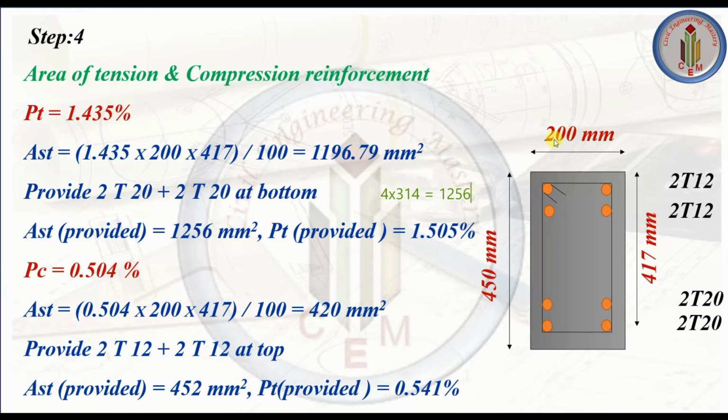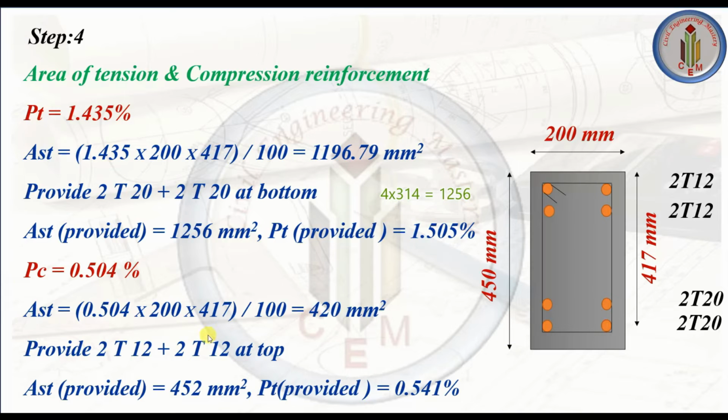Here, since the width of the beam is minimal, only 200 mm, we cannot provide 4 bars of 20 mm dia in this 200 mm width. It would be so congested that there would not be enough space to place the concrete. For that reason, I have split it into 2 plus 2. So at the bottom we have to provide 2 bars of 20 mm dia plus 2 bars of 20 mm dia.